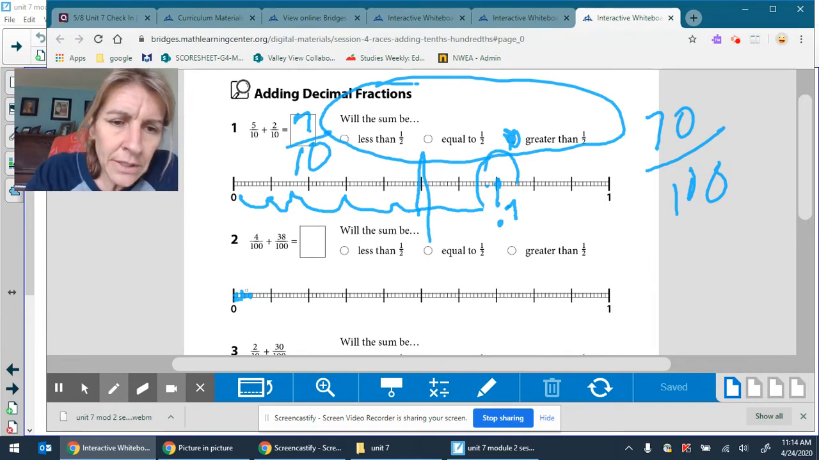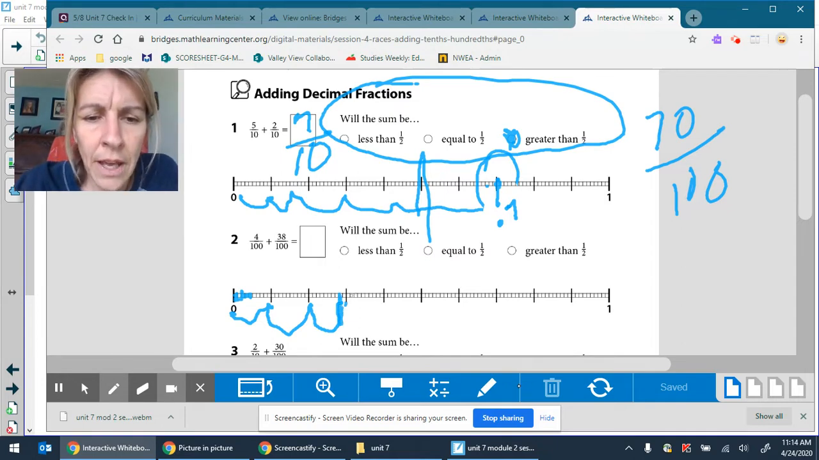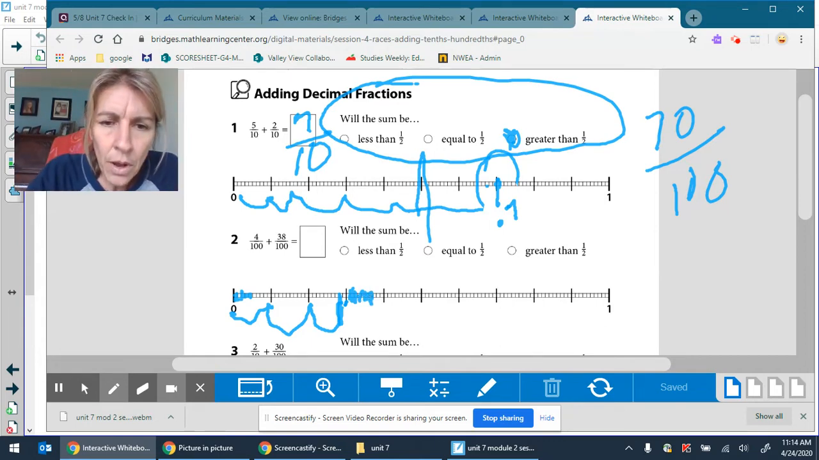And 38 hundredths, I'm going to be super efficient and just go by tenths here. 1/10, 2/10, 3/10. So this is 0.3. So 38 would be 30, 31, 32, 33, 34, 35, 36, 37, 38. So 0.3 or 38 hundredths.